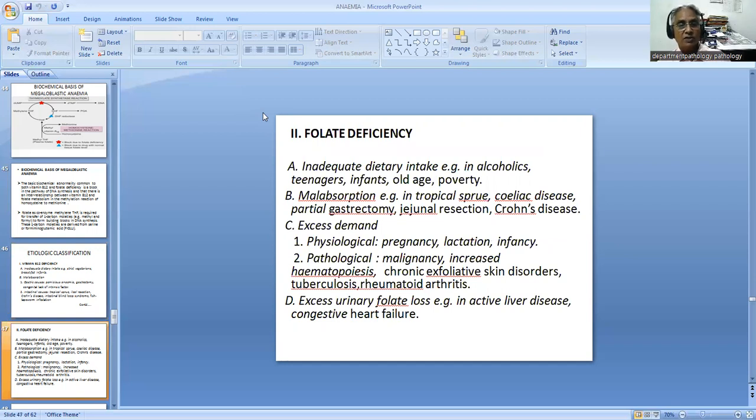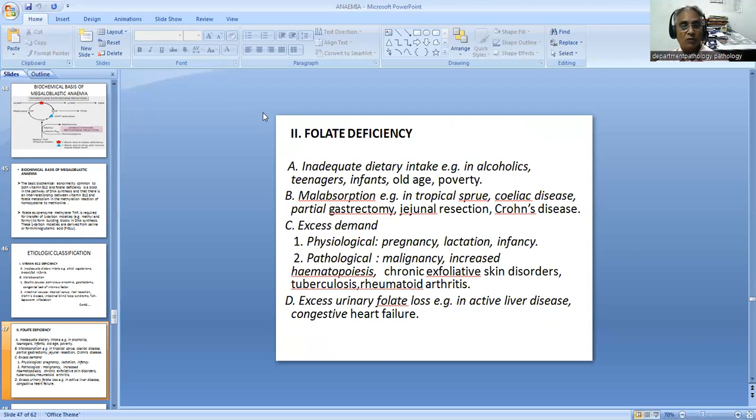Folate deficiency is because of inadequate dietary intake, especially in the case of alcoholics, teenagers, infants, old age, or because of poverty, there is inadequate dietary intake.